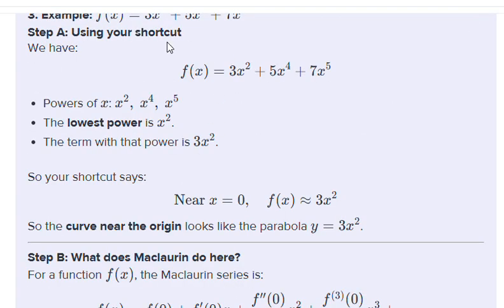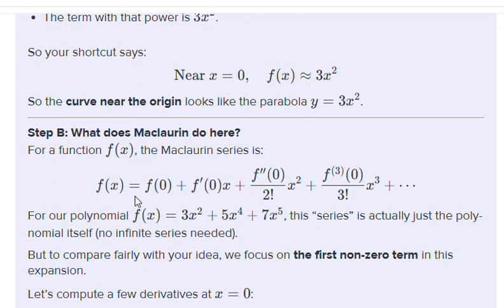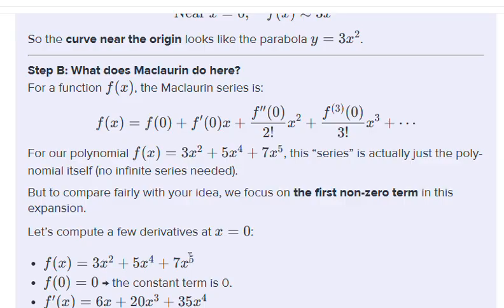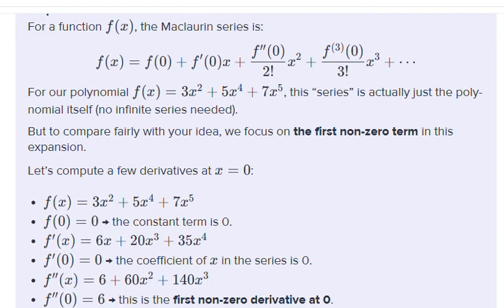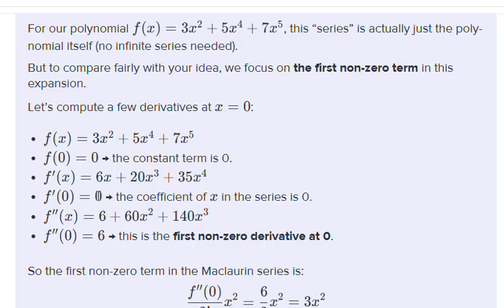By the Maclaurin series, you can get the same thing. The function is written like this: f of x is equal to f of 0 plus f dash of 0 x and so on. If you work out f of x, f of 0 is 0 here, and f dash of 0 is also 0, because f dash of x is equal to 6x. Then f double dash of x is 6 plus 60x square plus 140x cube. The lowest degree term is 6.